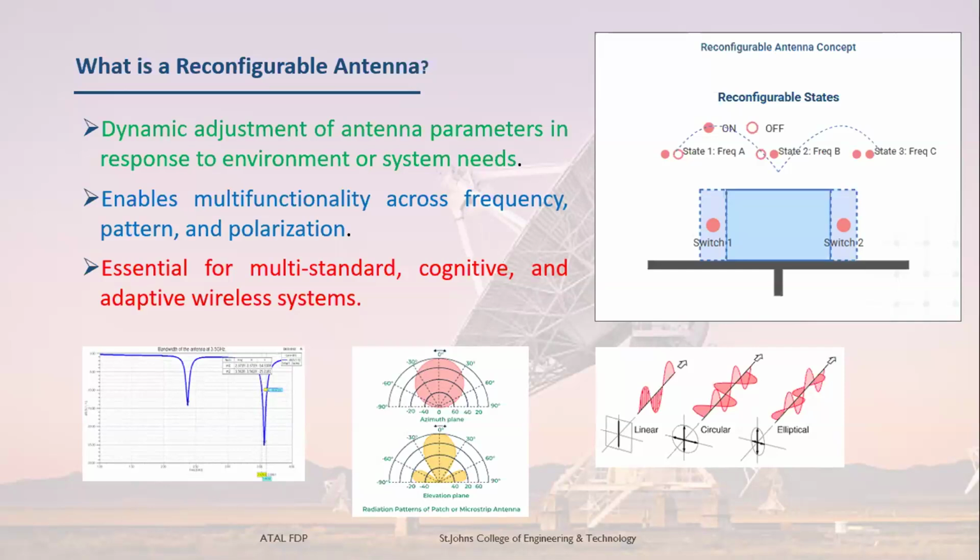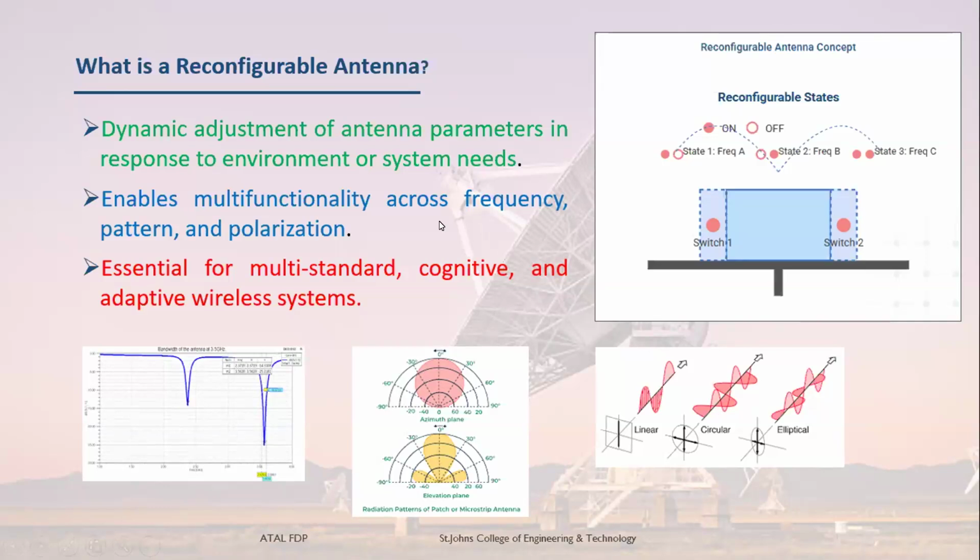Can I remove the antenna and put another antenna? No, that is not reconfigurability. After fabrication, I must be in a position to change the frequency of operation. Not only the frequency of operation, as the participants told, we look for the radiation pattern, the frequency of operation, and the polarization. These three are very, very important parameters. Of course, beamwidth and bandwidth come later, but these three are the very important parameters.